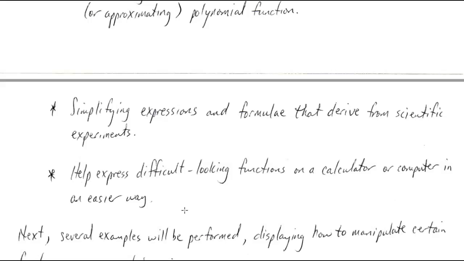Okay. Another thing that we can do is to help express difficult looking functions on a calculator or computer in an easier way. And that was the example that I was giving you as far as like the sine of 2 degrees or 2 radians. I didn't write this here, but another thing that we can do is we can take the limit of certain functions.